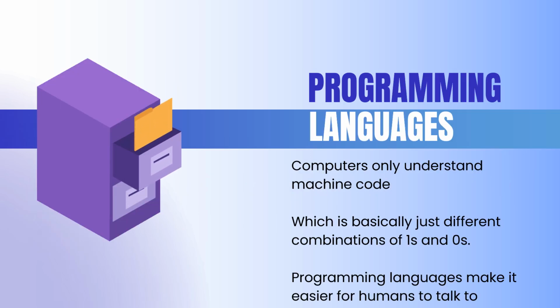Now let's talk about programming languages. Computers only understand machine code. This is basically just different combinations of ones and zeros. Programming languages make it easier for humans to talk to computers.